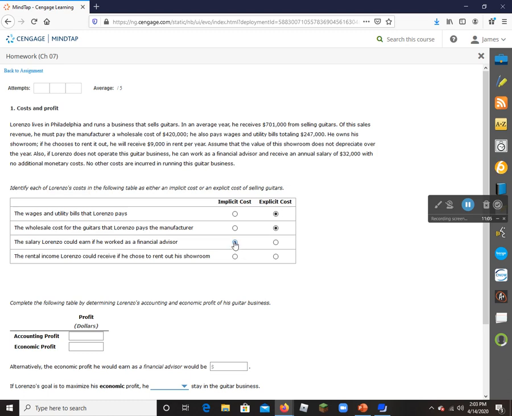Only economists count implicit costs. Accountants only count things with checks and bills and receipts. There is no check, bill, or receipt for the opportunity cost of his labor. That's an implicit cost. The rental income Lorenzo could receive if he chose to rent out his showroom. Again, there's no bill, there's nothing to count. That's an opportunity cost of using the showroom in his business. That's an implicit cost. Now, if we wanted to calculate the accounting cost here, I'm going to get my calculator out.